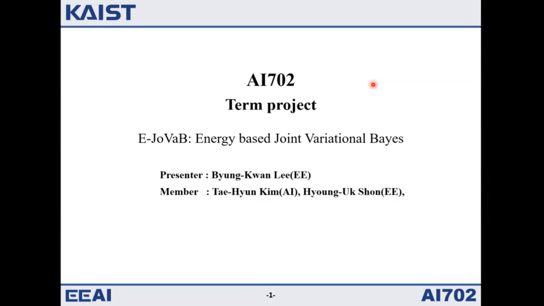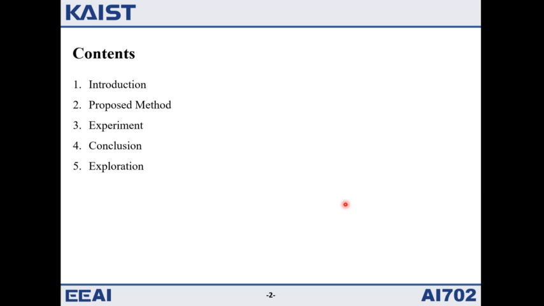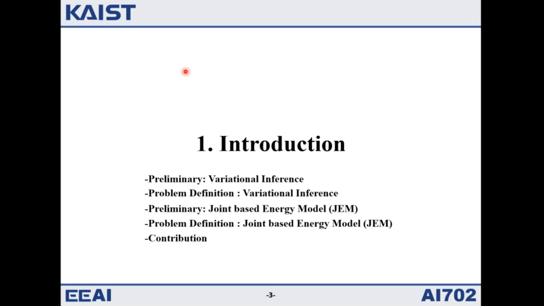I will present our term project, and the title is Energy-Based Joint Variational Bayes, namely E-JoVaB. The presenter is Bengali in electrical engineering, and the members of the team are Taeyoung Kim in AI graduate school and Hyung-Son in electrical engineering. The contents include 5 sections, and firstly I will introduce the first section.